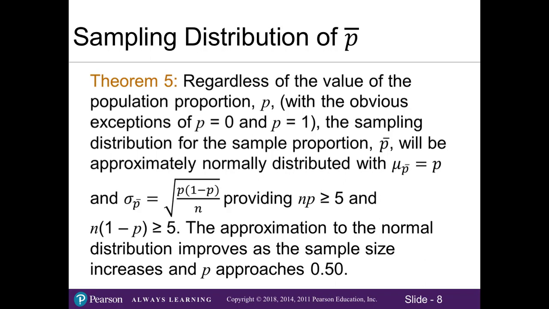So regardless of the value of the population proportion p, aside from p being 0 or 1, the sampling distribution for our sample proportion will be approximately normally distributed, with our mean and our standard error as long as our sample sizes are sufficiently large. And note that the approximation to the normal distribution improves as the sample size increases and p approaches 0.5.